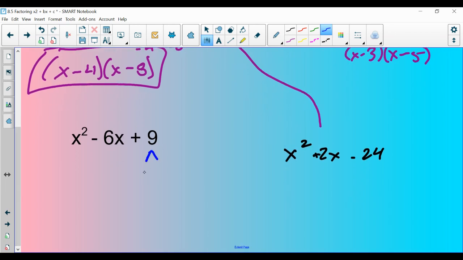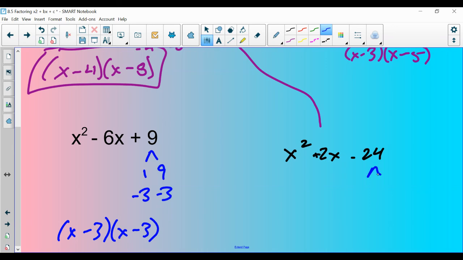The factors of 9 would be 1 and 9 and 3 and 3. How could 1 and 9 or 3 and 3 get you to -6? Well, if they are both negative, then they add to negative 6 and multiply to positive 9, x minus 3, and x minus 3.